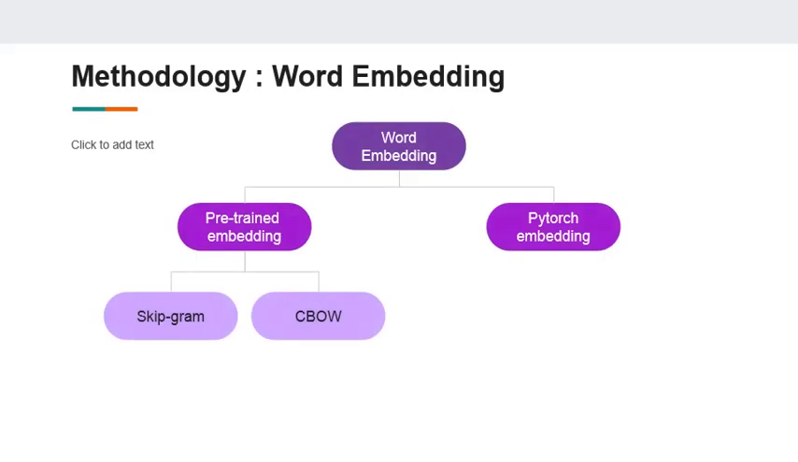Our next pre-processing technique was to explore various word embeddings. Word embedding is a way of representing words on a vector space. We explored 2 types of word embeddings, pre-trained embeddings and PyTorch embeddings. Under pre-trained embeddings, 2 algorithms were explored, which are skipgram and CBOW.